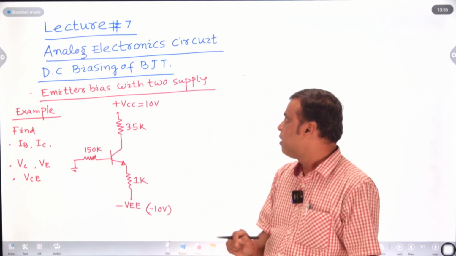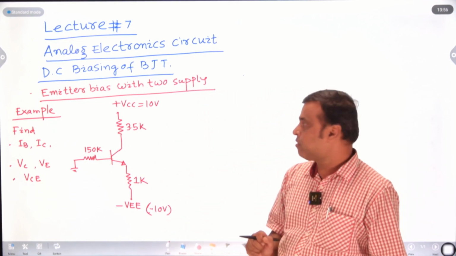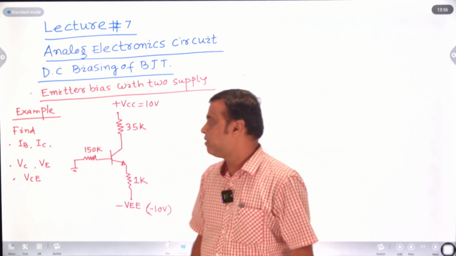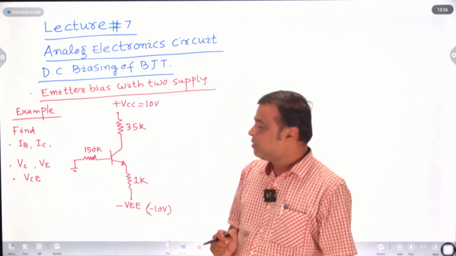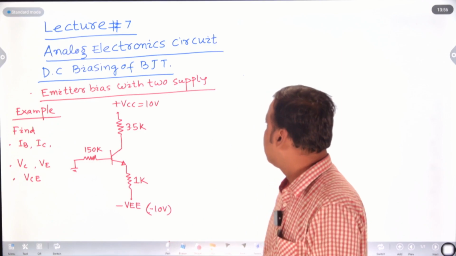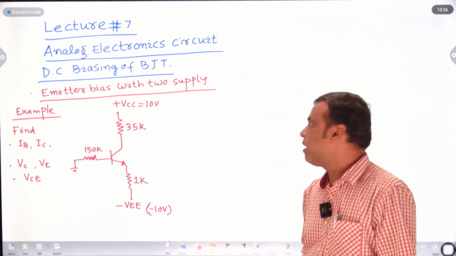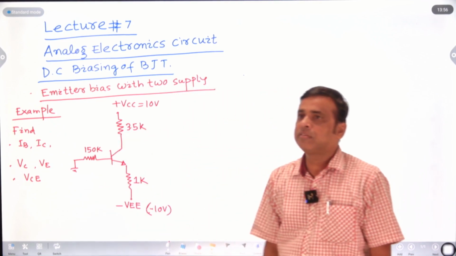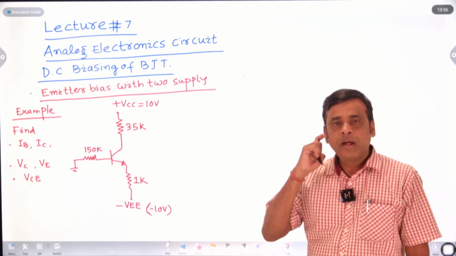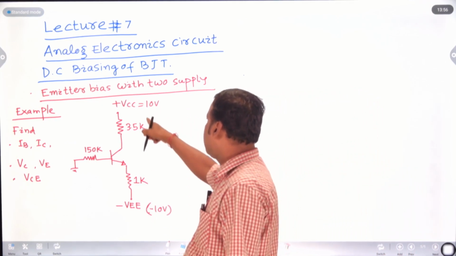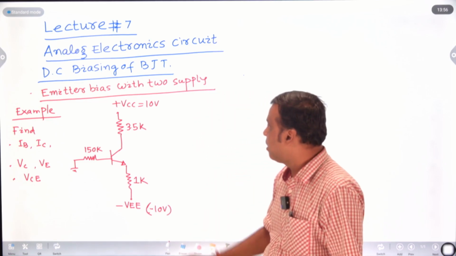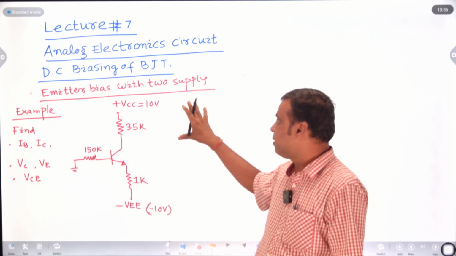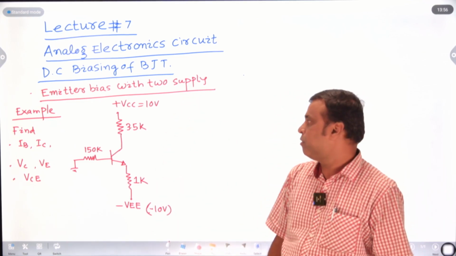In this example, we have to calculate the DC currents, base current IB and IC, and the voltages, collector voltage VC, emitter voltage VE, and collector-emitter voltage VCE. This question is frequently asked in engineering service examinations and public sector exams. In previous biasing methods only VCC was given, but here there are two source voltages: a collector supply voltage and an emitter supply voltage.